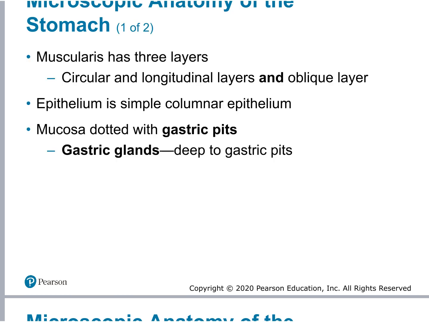All along the rugae of the stomach, there are pits, and they're called gastric pits. The cells of the gastric pits are producing the secretions that are going to make gastric juice. So let's go over those parts.